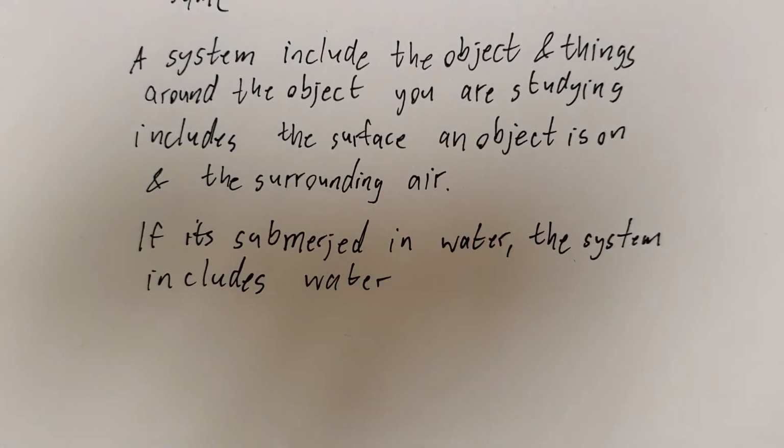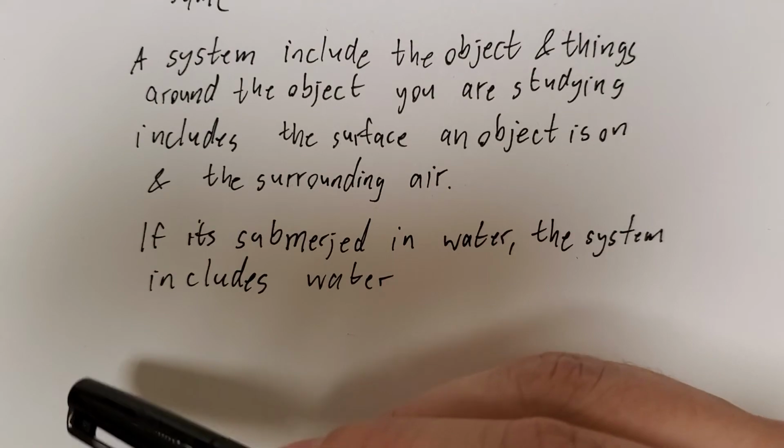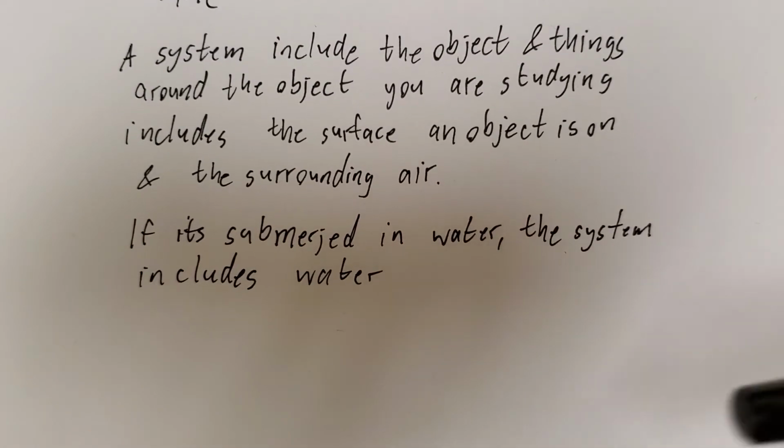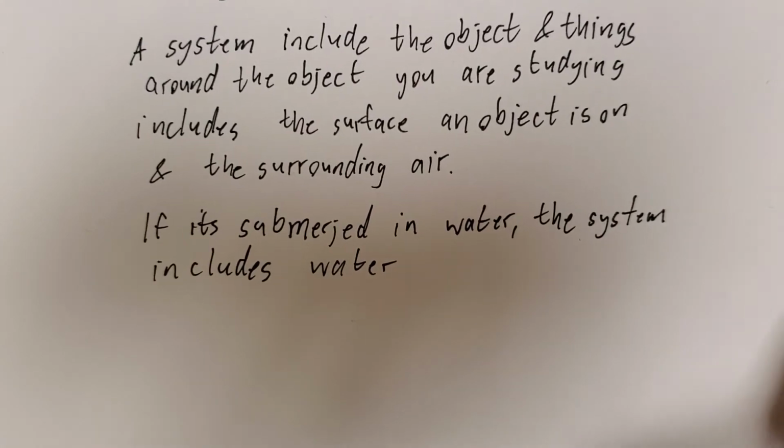Okay, so this is basically you making a box and looking at everything inside the box. That is your system, and that would include the air or the table. So if I'm talking about this pen and writing, the system would be my hand, the pen, the paper, the air, and the table. That could be considered a system.